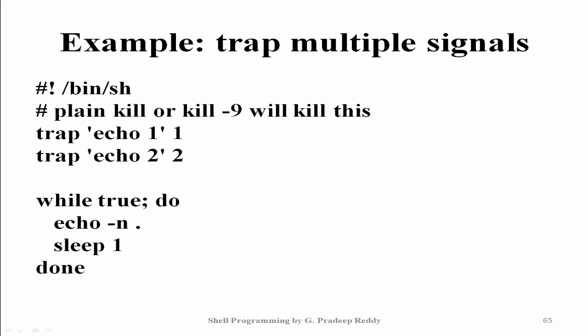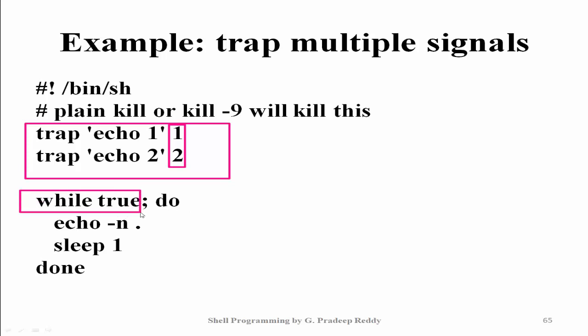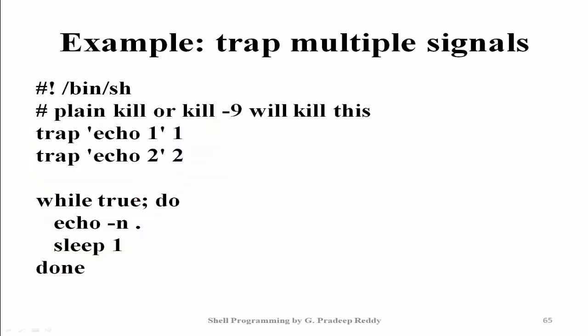There are multiple signals which you can generate here by specifying a trap, and you are going to specify the signal numbers 1 and 2. While it is true, it is going to do what you have specified, echo n. Those variables are 1 and 2, and it is going to sleep for 1 millisecond in order to execute each specific instruction, and finally it is done. Do ends with done.